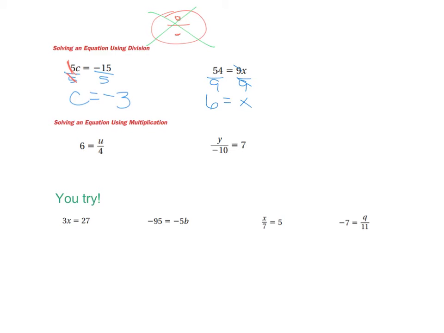Now, when you solve an equation using multiplication, this sometimes confuses people. I think it just looks weird. Look at this right here. It looks like a fraction, but remember that the fraction bar is a division bar. This is you divided by 4. So what's the inverse operation to division? The inverse operation to division is multiplication. So we're going to multiply both sides by 4.